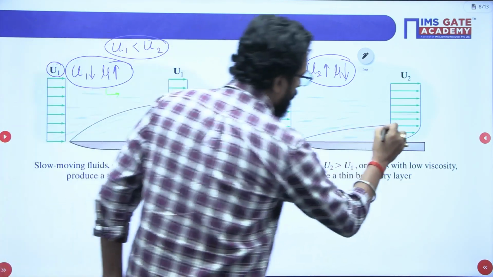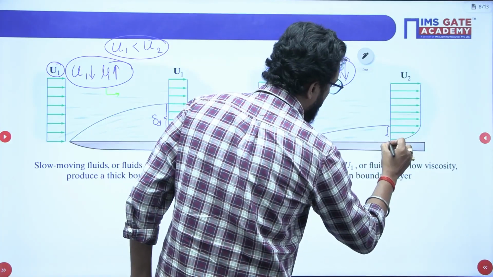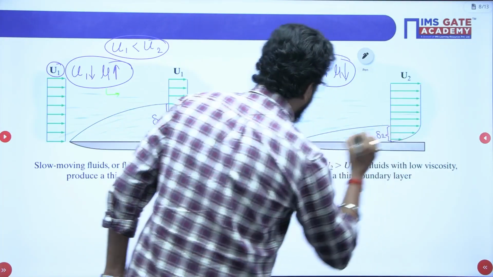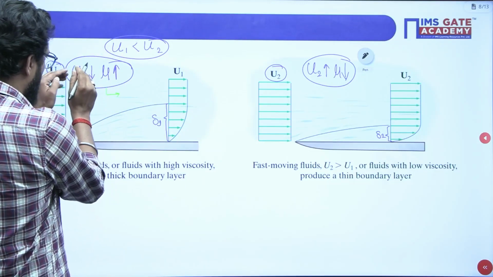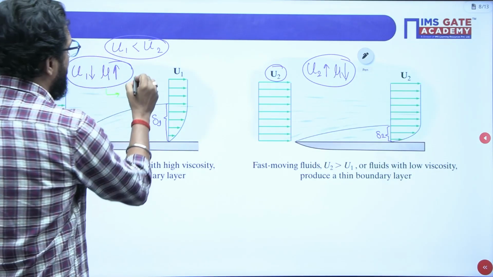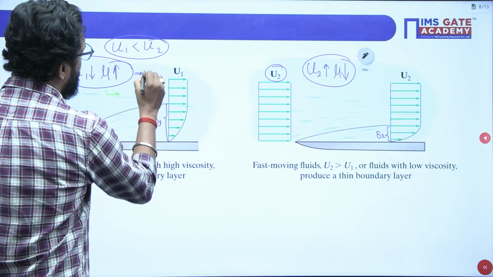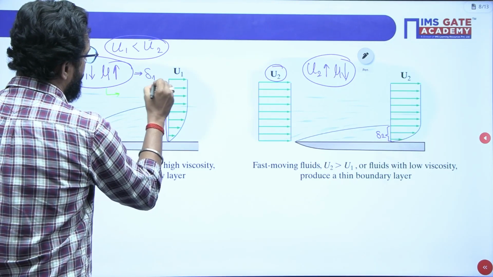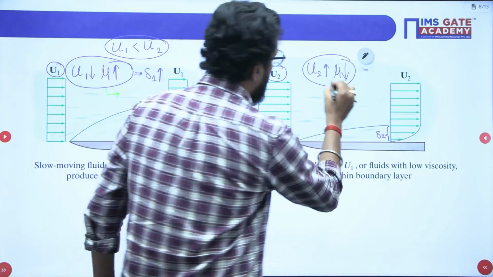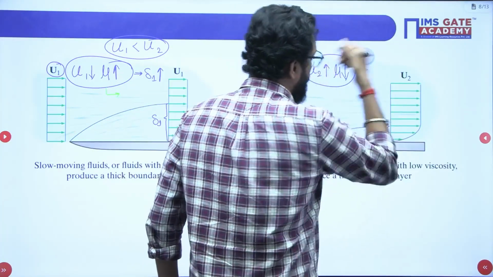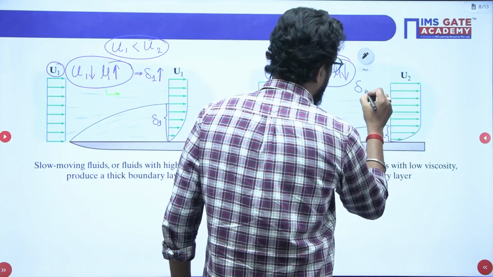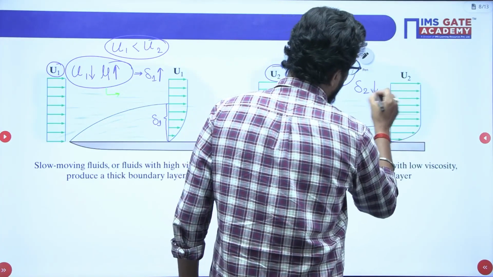Let's suppose there is a growth of a boundary layer. Let's suppose this is delta 2. So if the velocity is low and viscosity is high, the boundary layer thickness delta 1 is high. And if the velocity is high and viscosity is low, the boundary layer thickness delta 2 will reduce.